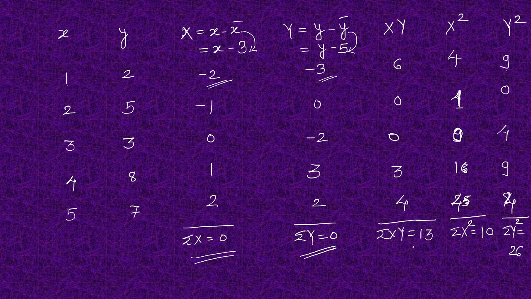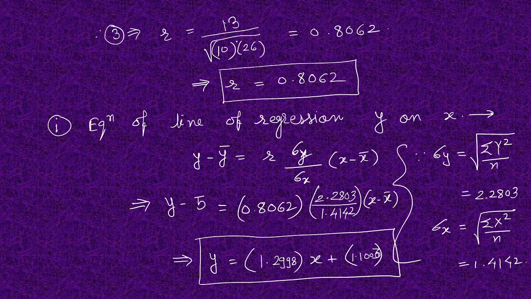Then here summation of xy, then summation x square and summation y square values are these. We substitute this in Pearson formula and find out the value of r. This value of r always lies between minus 1 to plus 1. This is the first result.